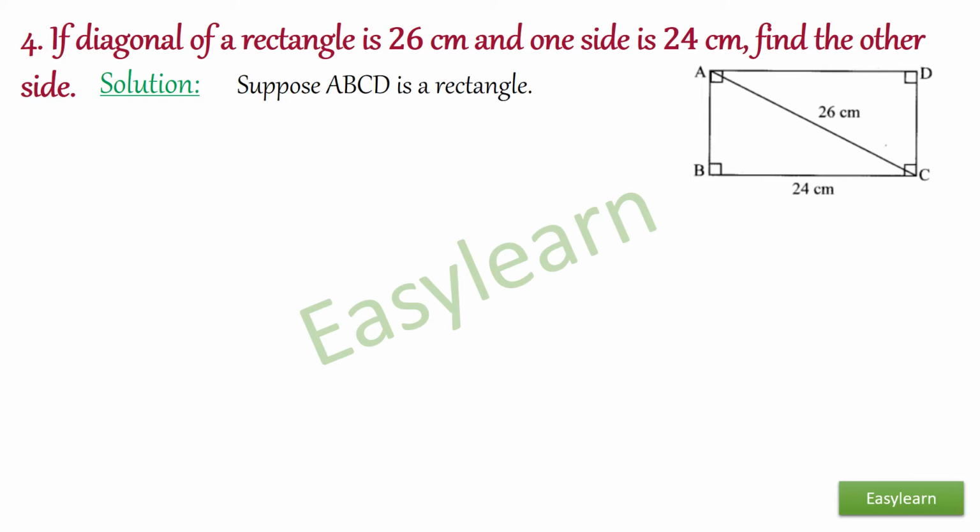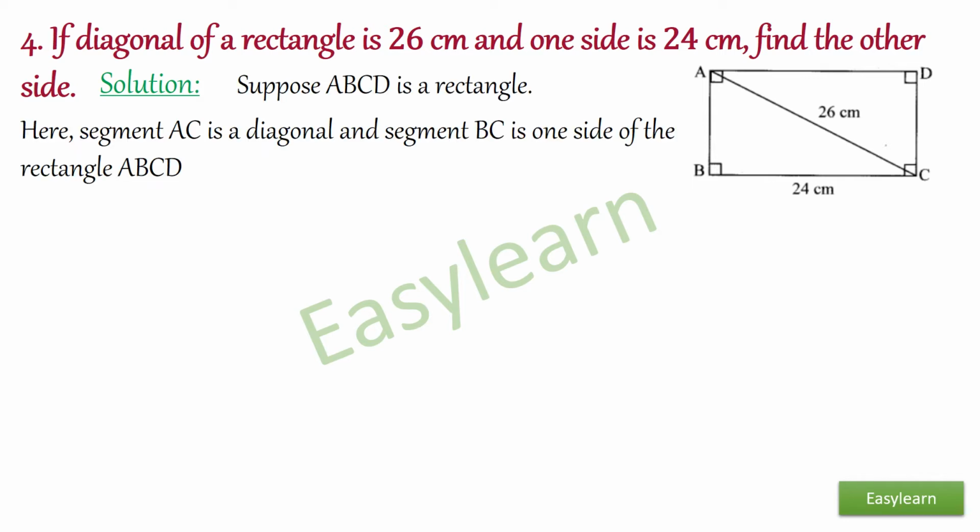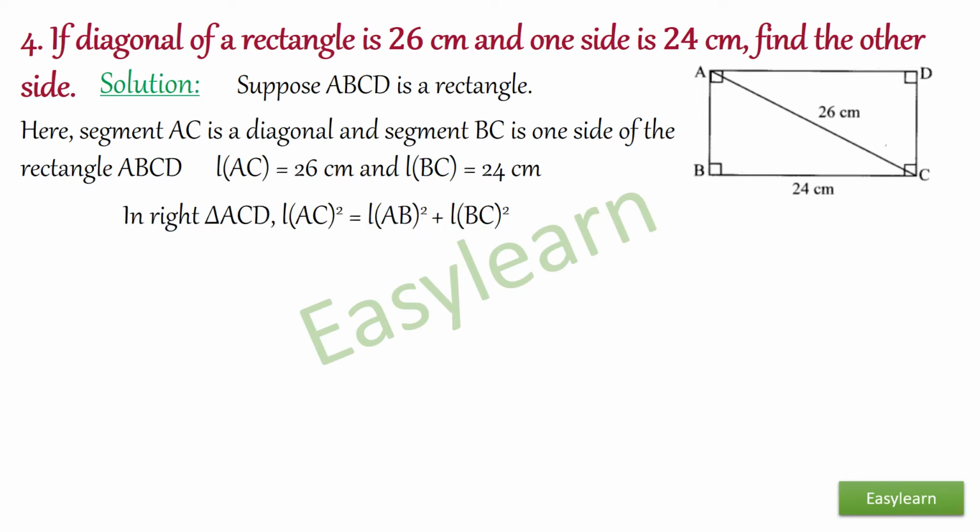So suppose ABCD is a rectangle where AC is the diagonal and BC is one of the sides. So AC is 26, BC is 24. Now, if we look into the triangle ABC properly, it is a right angle triangle. And we know that in a right angle triangle, hypotenuse square is equal to side 1 square plus side 2 square. That is the Pythagoras theorem. So we have hypotenuse AC. So AC square is equal to AB square plus BC square by Pythagoras theorem.